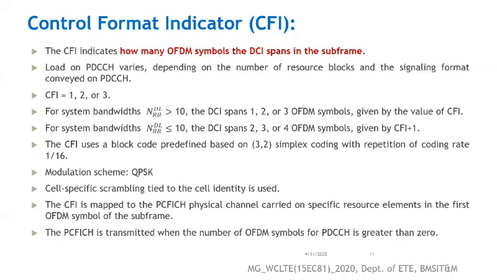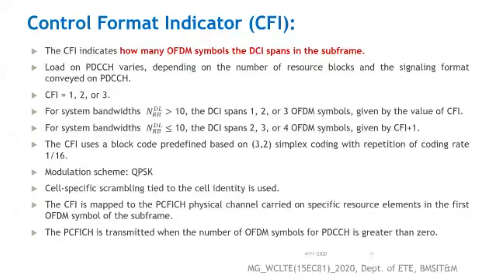If the system bandwidth, meaning the number of resource blocks in the downlink, is less than or equal to 10, then the downlink control information spans 2, 3, or 4 OFDM symbols. So that will be given by the control format indicator plus 1. Earlier case it is 1, 2, 3. Here it is now 2, 3, 4. CFI plus 1.